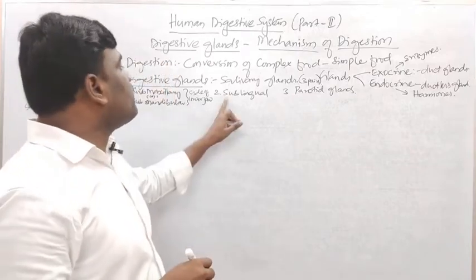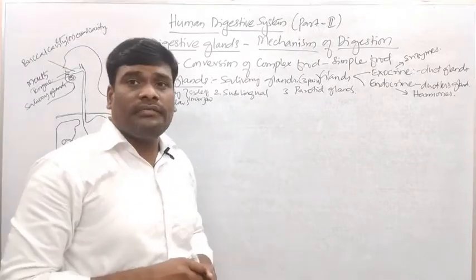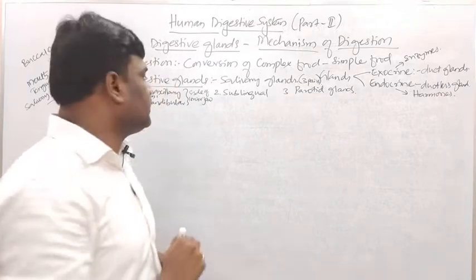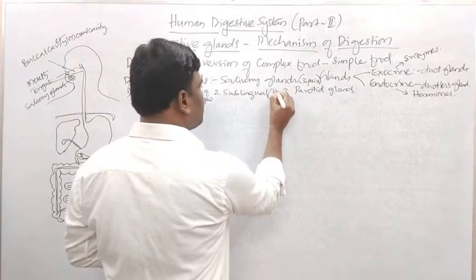But the sublingual gland, children, is seen under the tongue. It is seen just under the tongue.